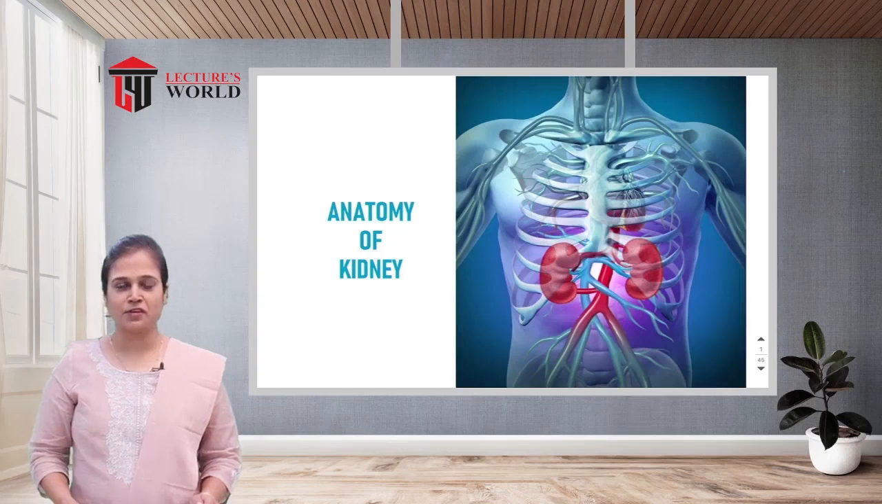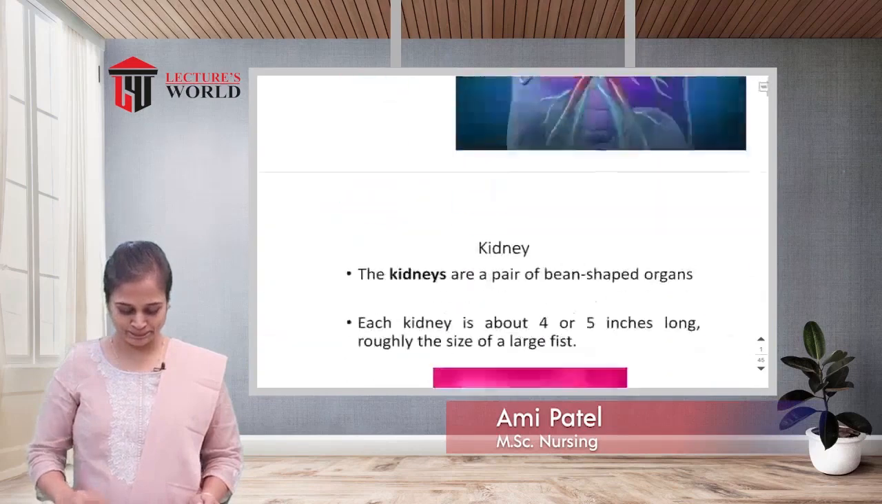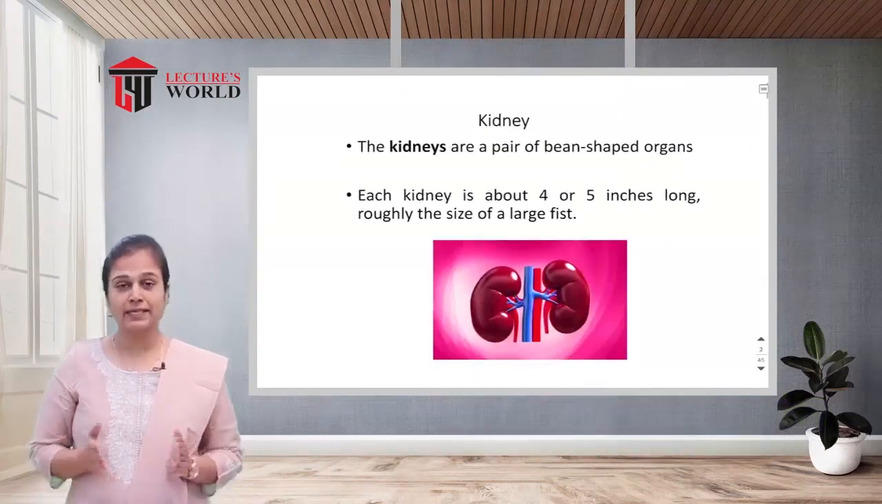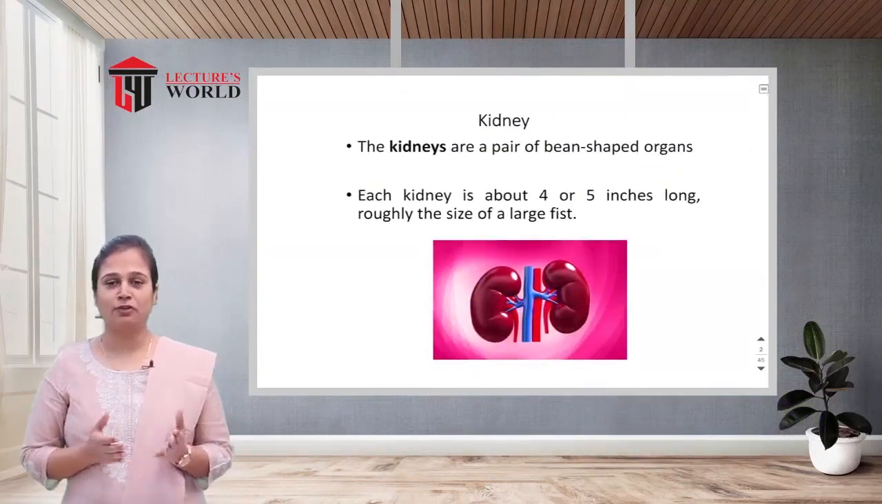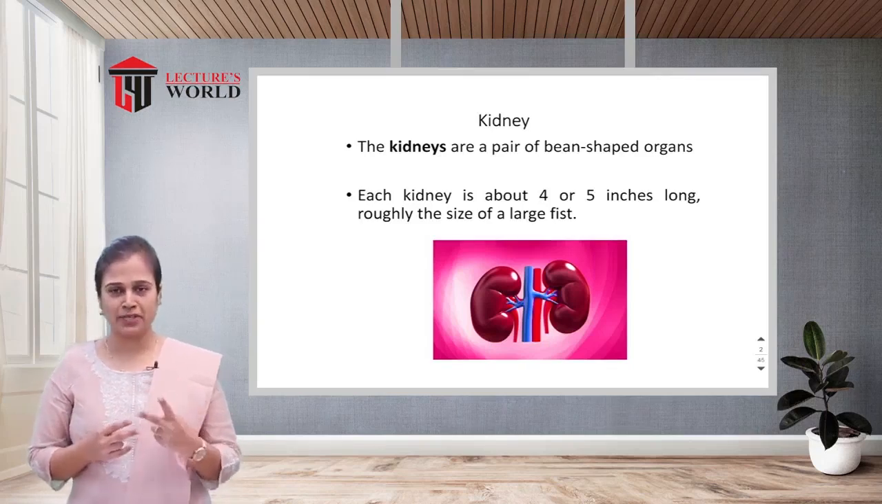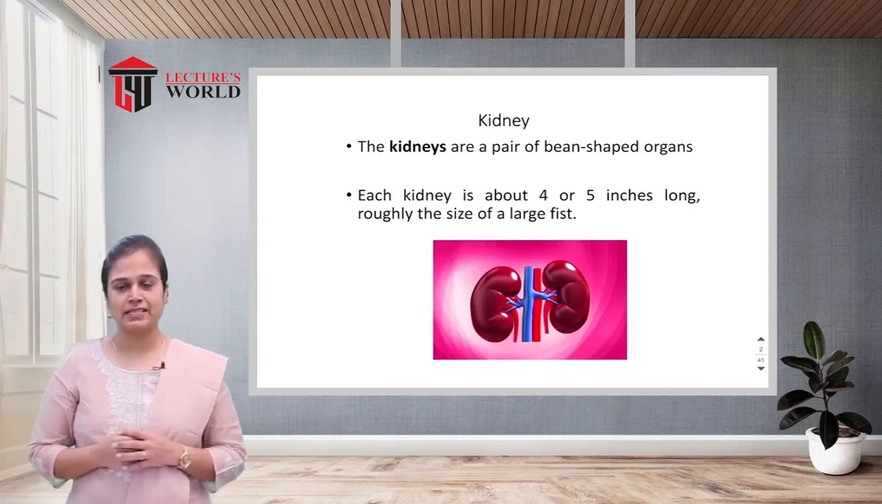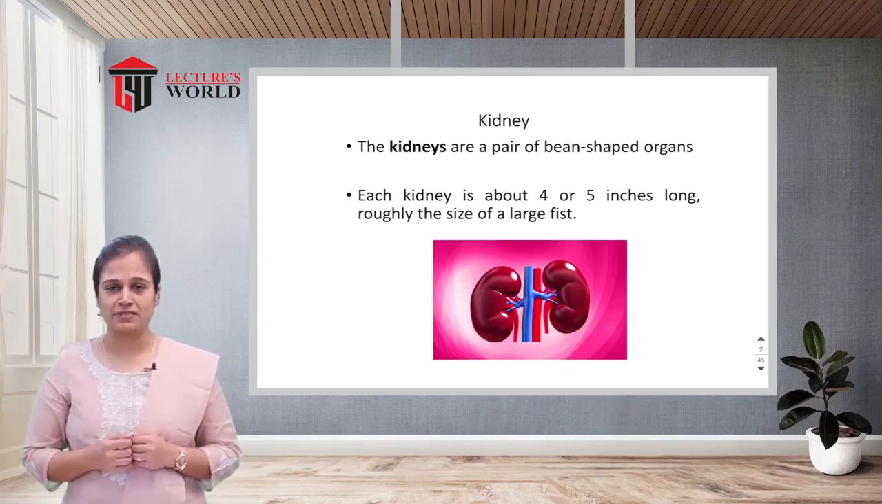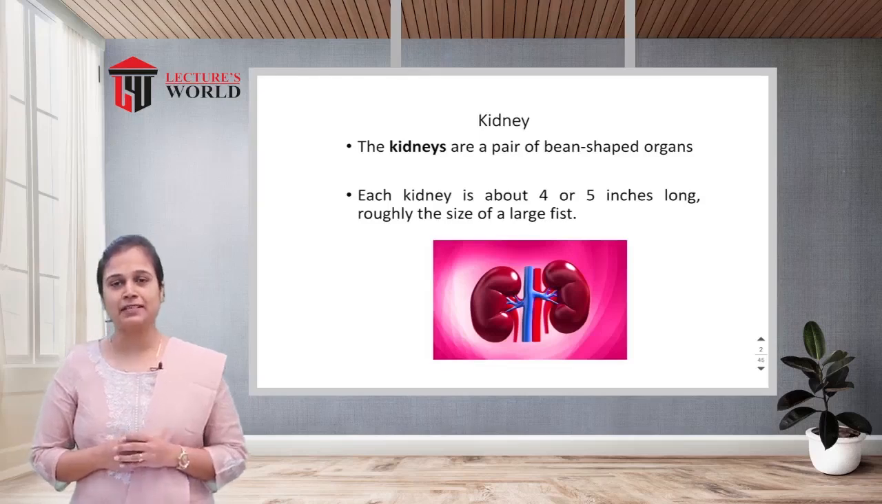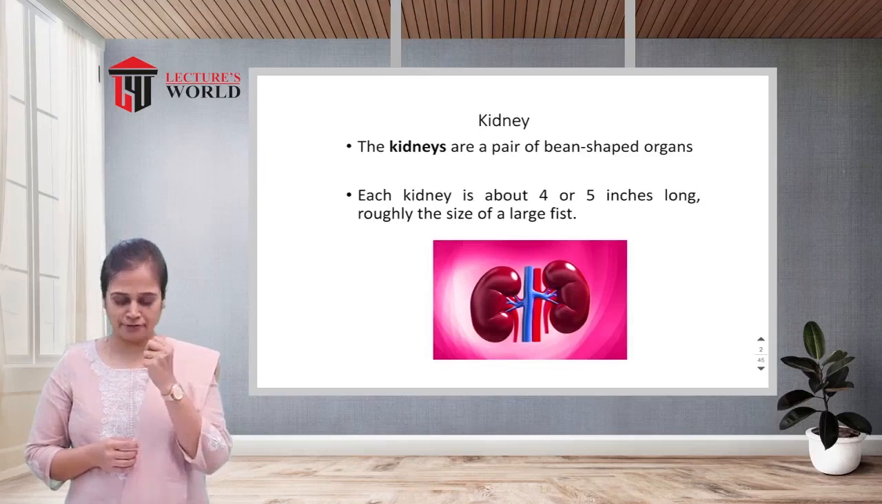In this session, we are going to learn about the anatomy of the kidney. Kidneys are a pair of bean-shaped organs. That means we have two kidneys and they are bean-shaped. Each kidney is about 4 to 5 inches long and roughly the size of a large fist.